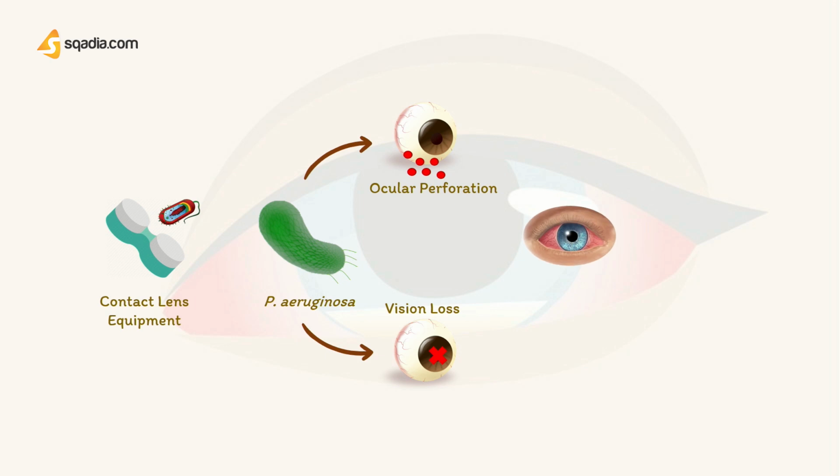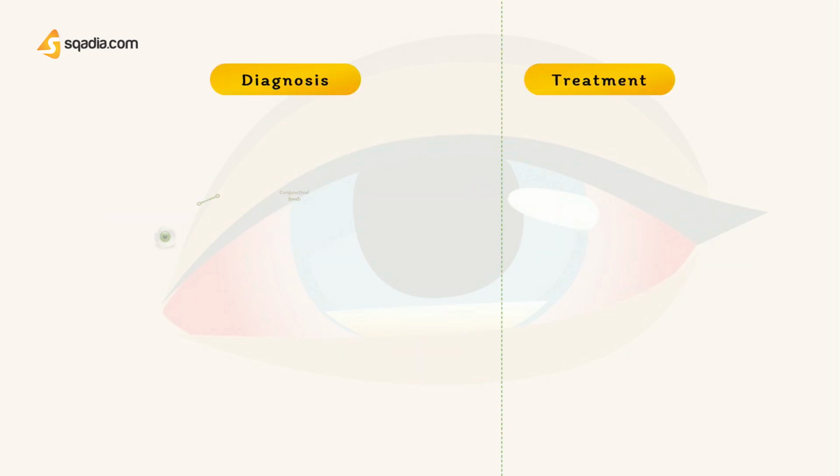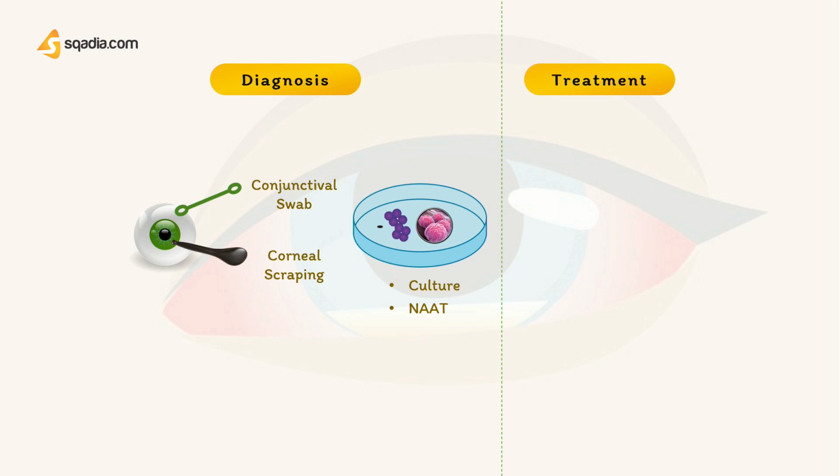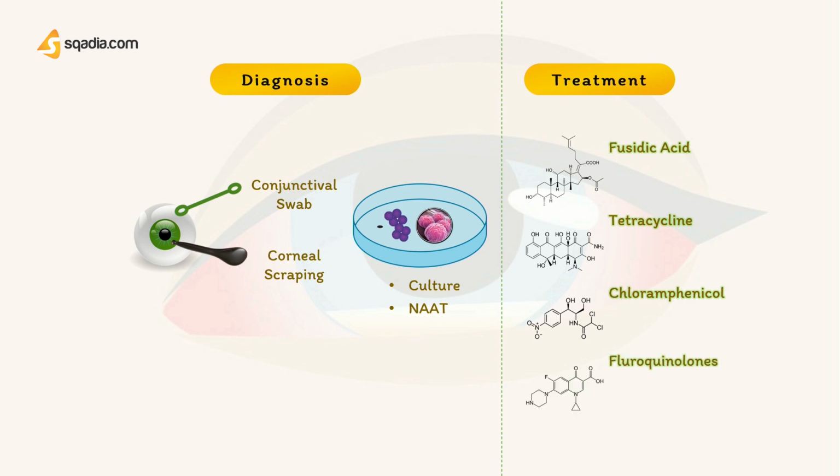Bacterial conjunctivitis presents with hyperemic, red conjunctiva and a profuse mucopurulent discharge. Conjunctival swabs and corneal scrapings are submitted for laboratory examination. The diagnosis is confirmed by bacterial culture or nucleic acid amplification test, usually abbreviated as NAT, included for Chlamydia trachomatis. Now, how do you treat these patients? It is usually with local antibiotics, which include fusidic acid, tetracyclines, chloramphenicol, or fluoroquinolones.